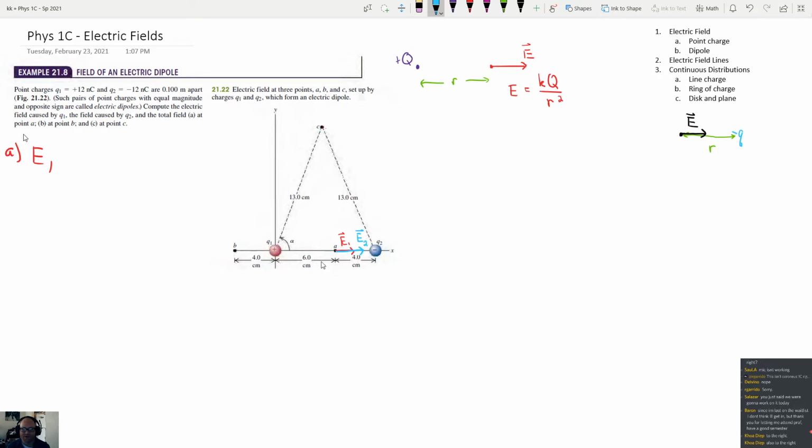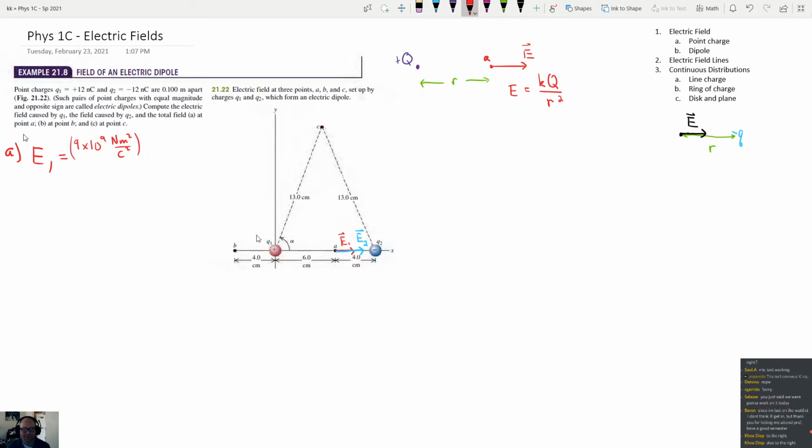Okay, so now let's go through and calculate what these are. We've got our general equation right here that says you just take k times the charge, you divide by the distance squared, where the distance is the distance from the charge to the point. So here we're doing point A, so our distance is just the distance from the charge out to point A, which is 6 centimeters, right? So let's plug all those into an equation. So we've got k, the value of k is 9 times 10 to the 9, and then it has these units.